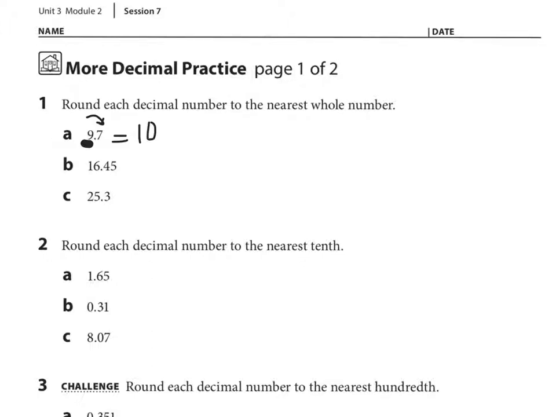Let's look at B. We see 16 and 45 hundredths. And so again, we're rounding to the nearest whole number. And so the one place value, we look to the right, we see 4. Remember, 5 or more goes up, and 4 or less stays the same. So 16 is not going to change, it's going to remain as 16.